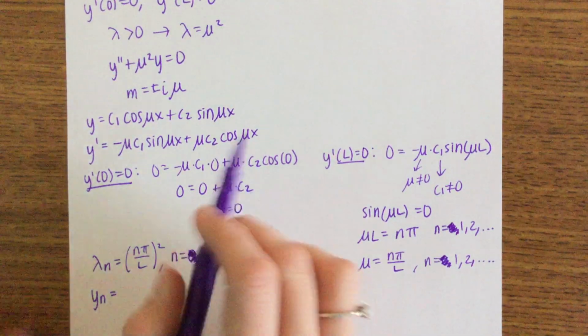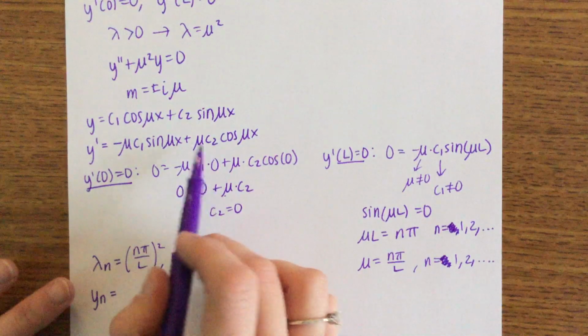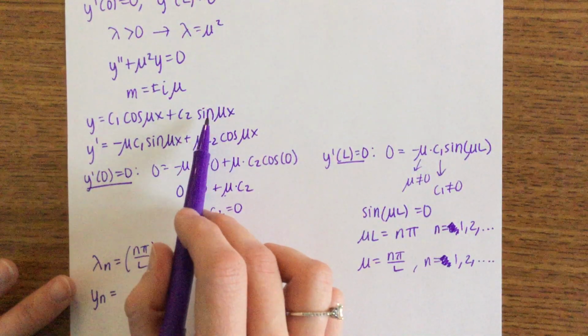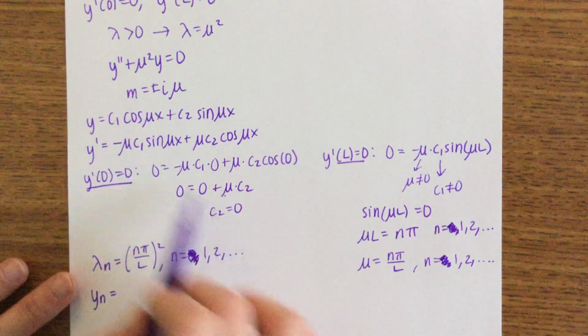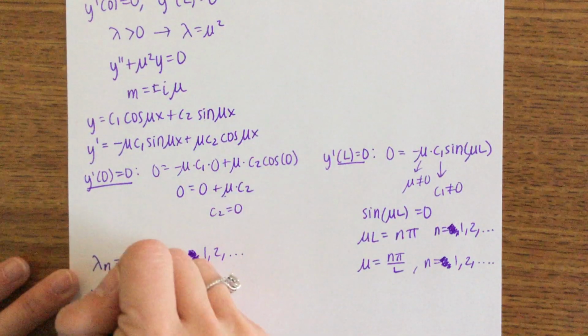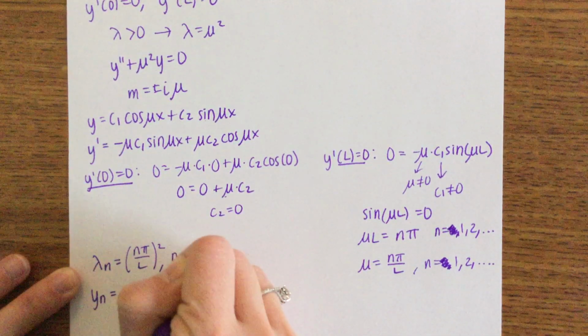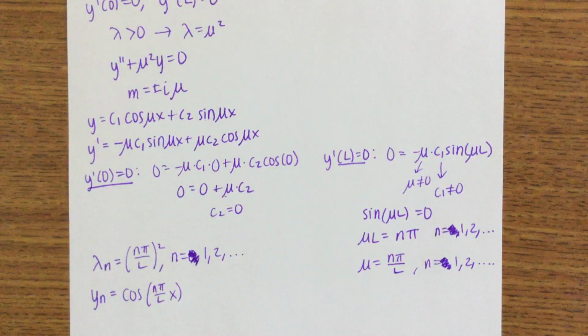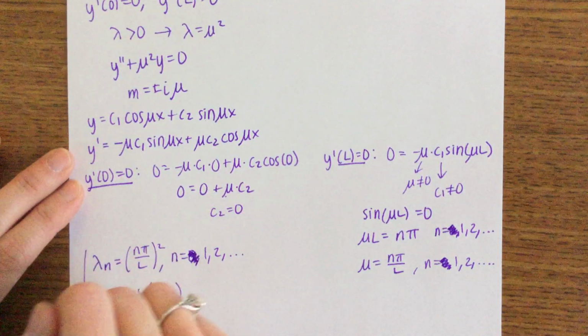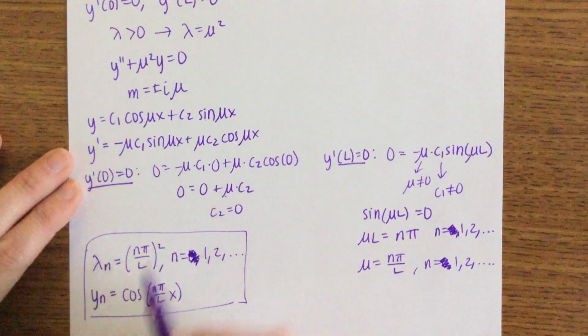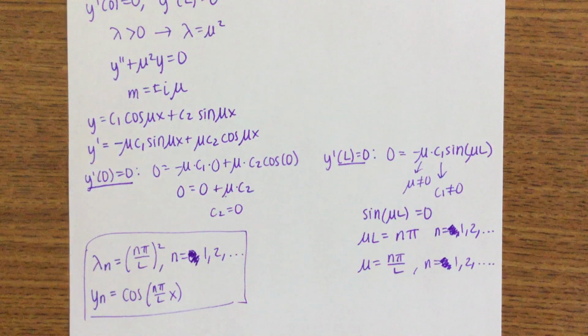Okay, so then c2 is arbitrary. Our solution ends up being sine. Nope. c1 is arbitrary, c2 is 0, so cosine of mu x. So this will be cosine of n pi over L x. And then any constant multiple of that will also be a solution.